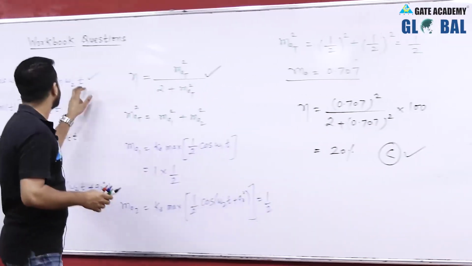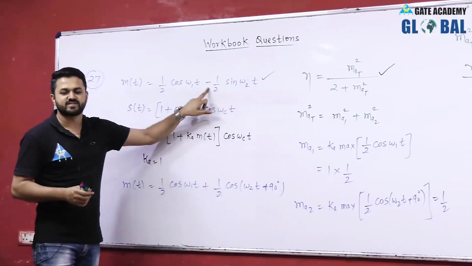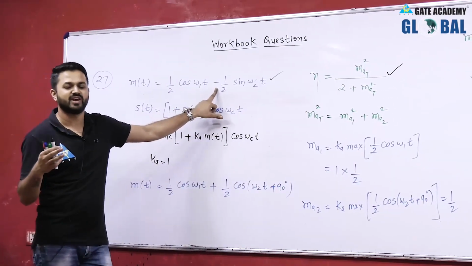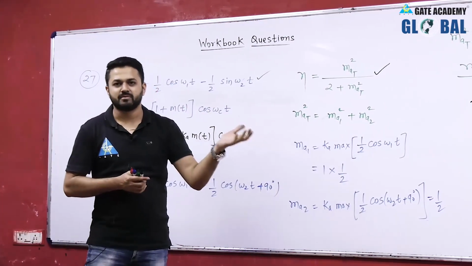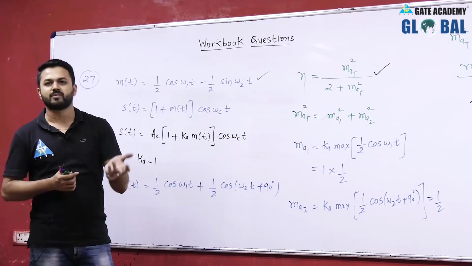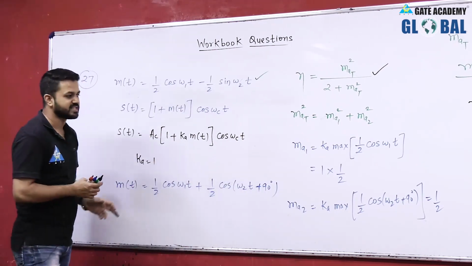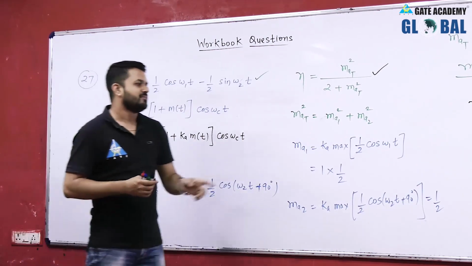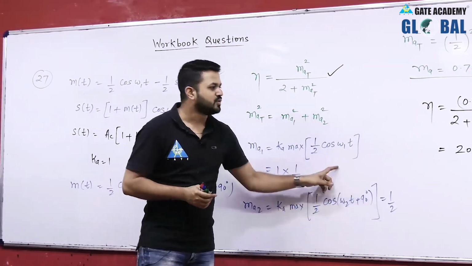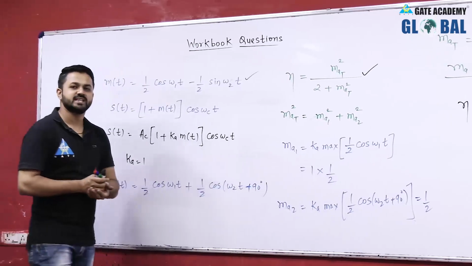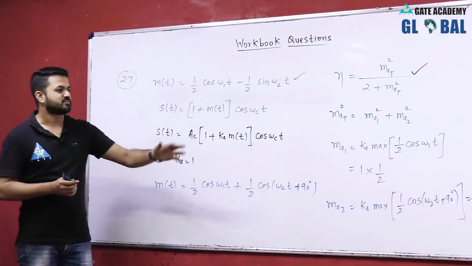So if there is a multi-tone signal, even if there is a negative sign, we have to consider only the maximum value of m(t), because a sinusoidal signal has maximum amplitude either plus 1/2 or minus 1/2, and we have to consider only the maximum value of the message signal. That's why we have considered this maximum amplitude 1/2, and we get the efficiency as 20% according to this modulation index.